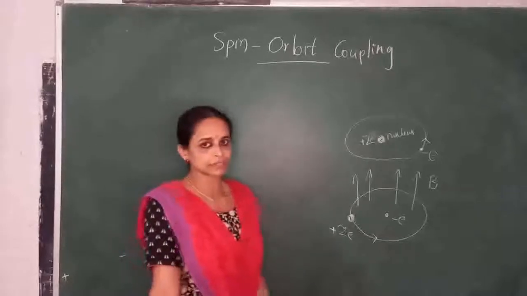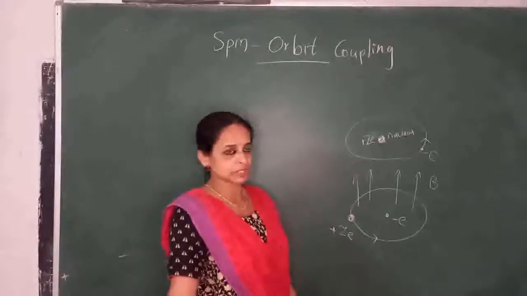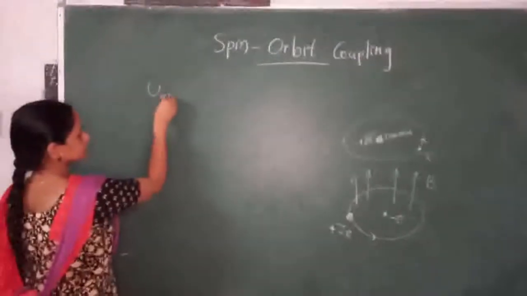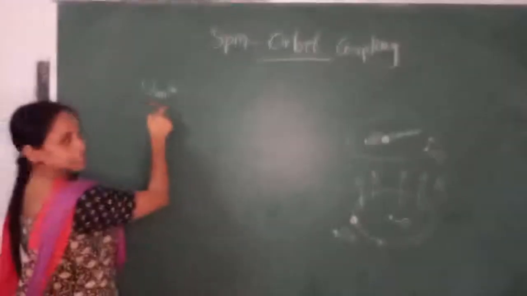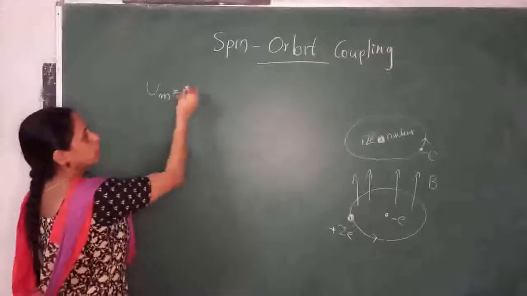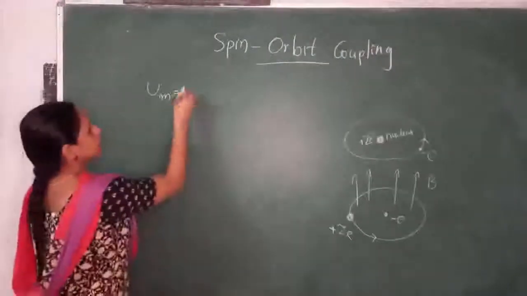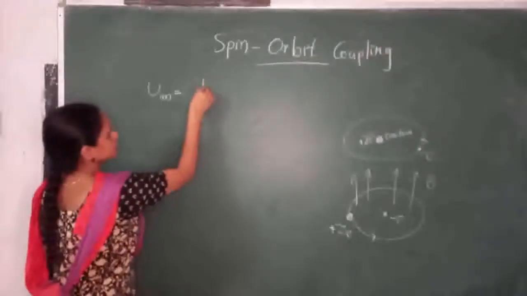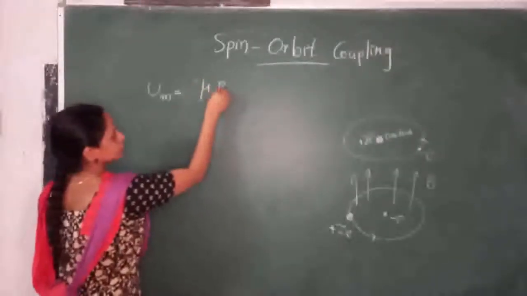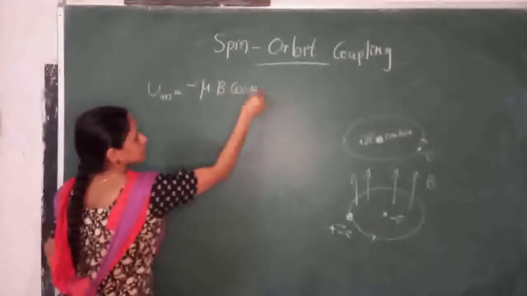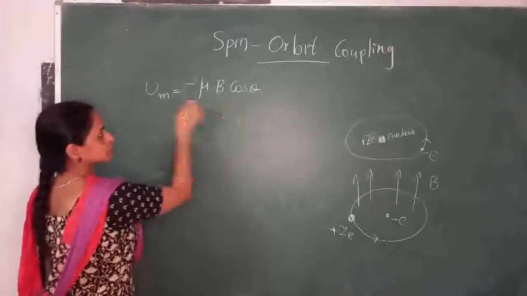That is the splitting of the spectral line. The potential energy of a magnetic dipole moment mu in a magnetic field B is given by minus mu B cos theta. This is the equation for the potential energy.